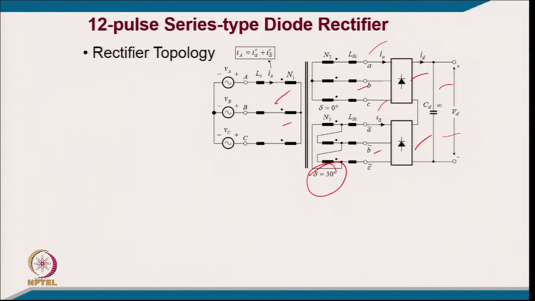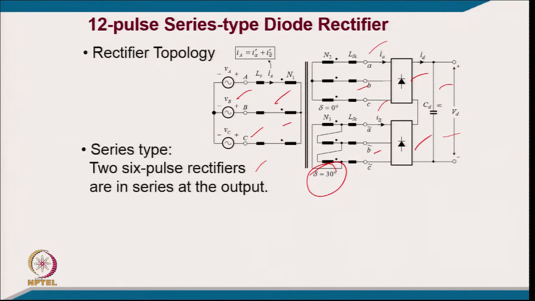So, that serves the purpose of phase shifting, and because of this phase shift you are able to get 12 pulses in the output voltage, and quite a good current with reduced harmonics. Typically, harmonics lower than the 11th are eliminated, and you have a band of 12n plus minus 1. So 11, 13, and the next set will be the 23rd, 25th.